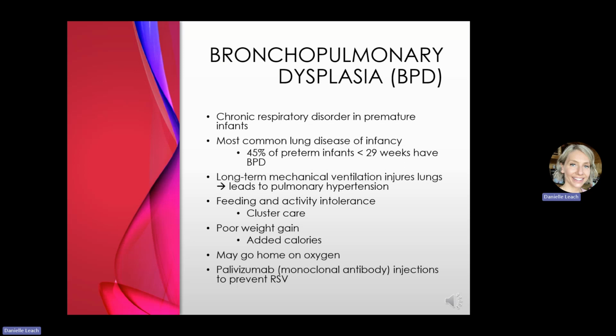These babies are at high risk for getting sick with respiratory illnesses that then need to be hospitalized. So RSV is usually the worst of them. So there is a monoclonal antibody injection that can be given to infants that qualify. So usually they have to be born less than 29 weeks gestation. There's some other qualifiers that they could get as well.